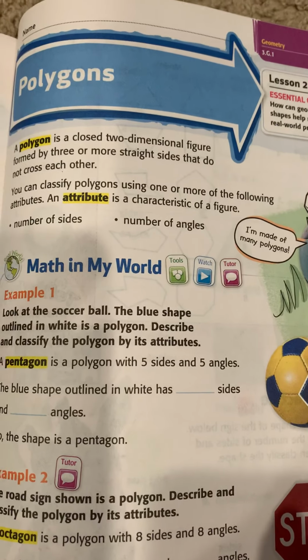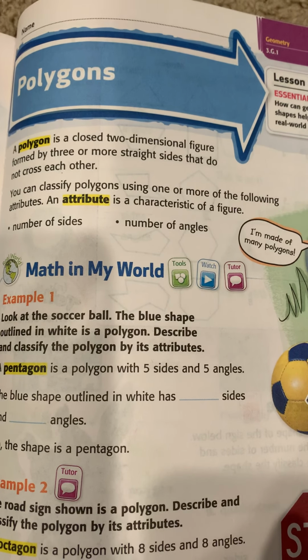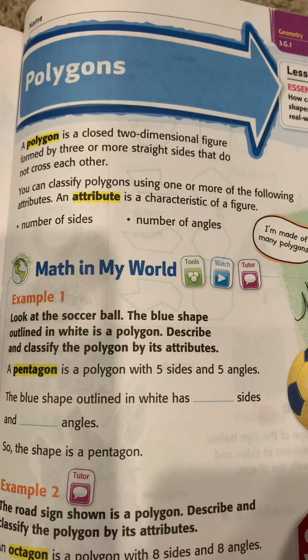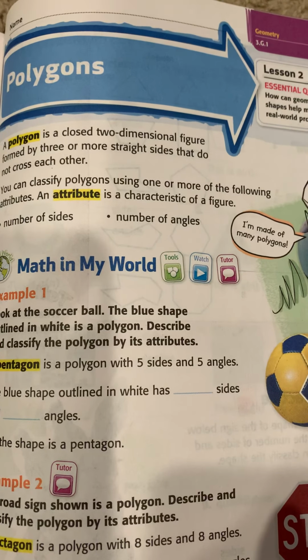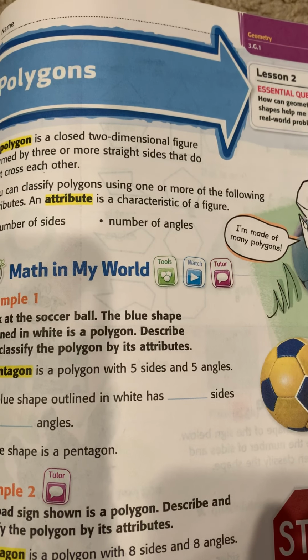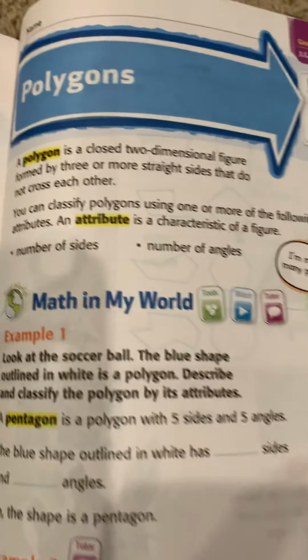This is lesson 14.2, and it is about polygons. So first we look at our vocabulary. We have lots of vocabulary in this chapter. So remember, it's going to be important for you to study your terms, and they're all in yellow color, so you'll know that they're very important.